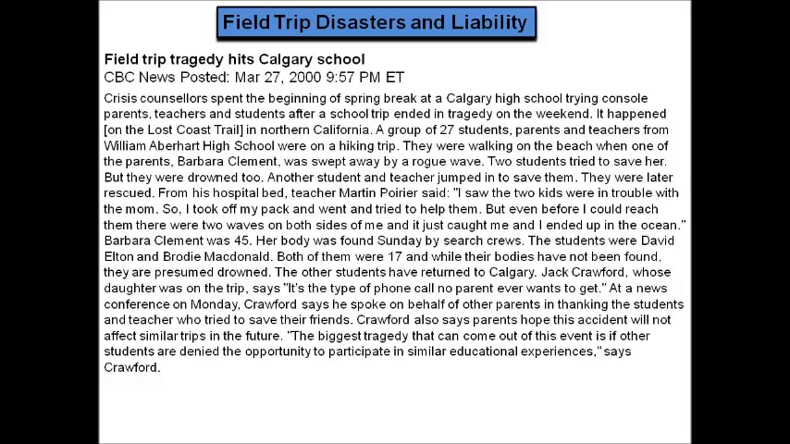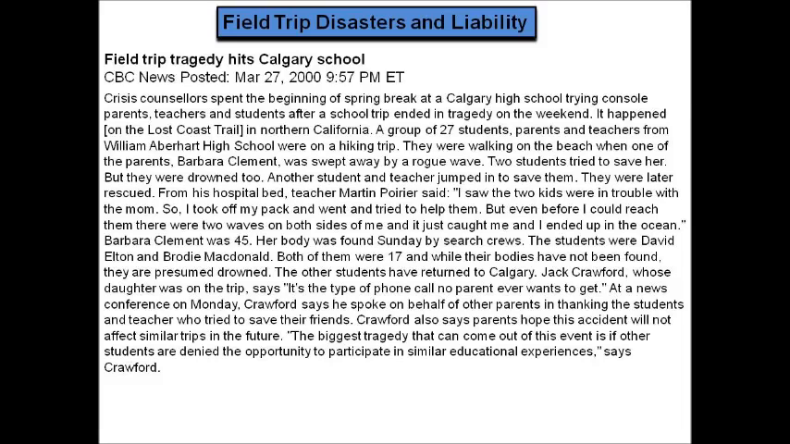So they had parent supervisors, right, as part of safety, and the parent supervisor was swept away by a rogue wave. The two students, courageous young kids, tried to save her, but they were drowned too. Another student and teacher jumped in to save them. They were later rescued. And from his hospital bed, teacher Martin Poirier said, "I saw the two kids were in trouble with the mom, so I took off my pack and went and tried to help them, but even before I could reach them, there were two waves on both sides of me, and it just caught me and I ended up in the ocean."